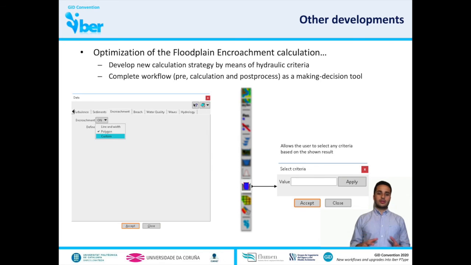There are other improvements in development. For example, the new criteria for assessing the floodplain encroachment based on hydraulic aspects. This new tool can improve the whole process that currently needs a tedious iterative process, reducing the number of iterations to a minimum.